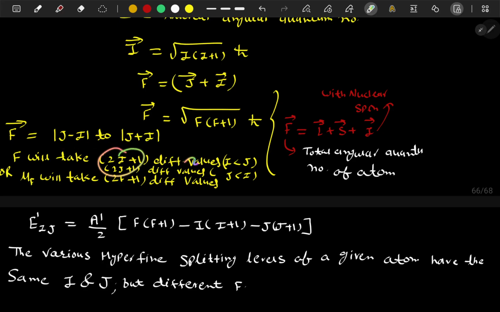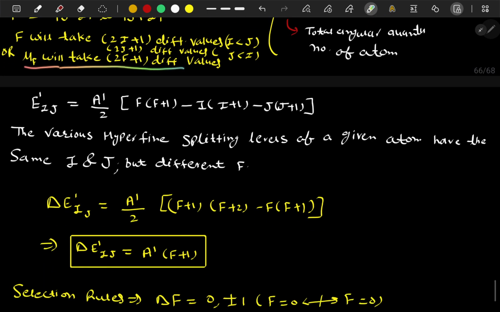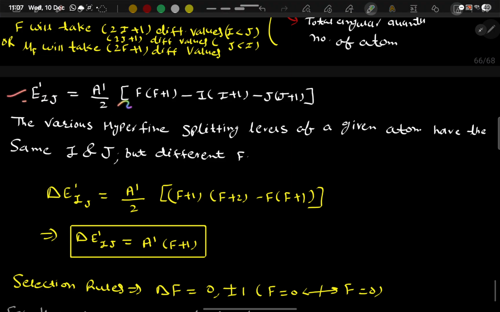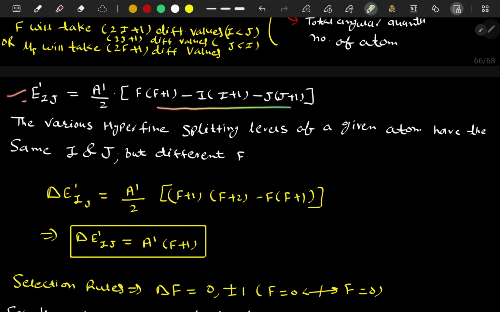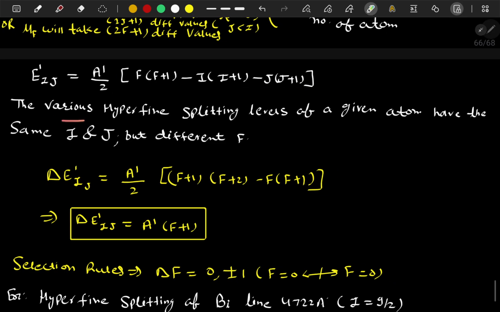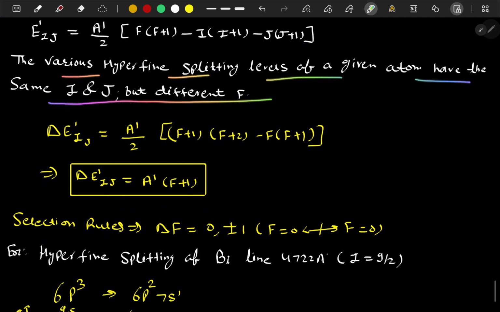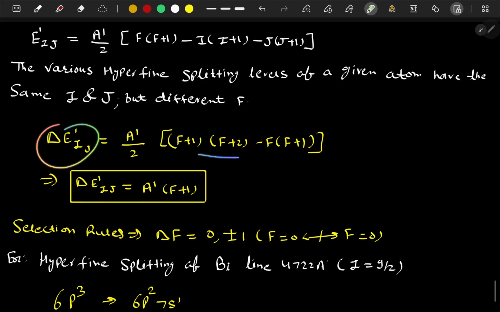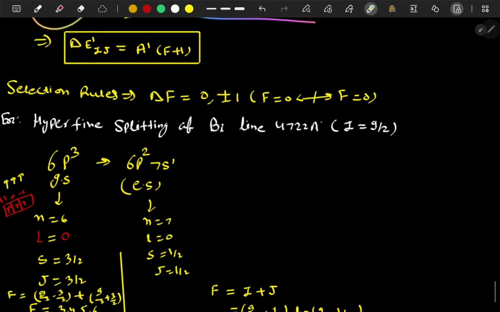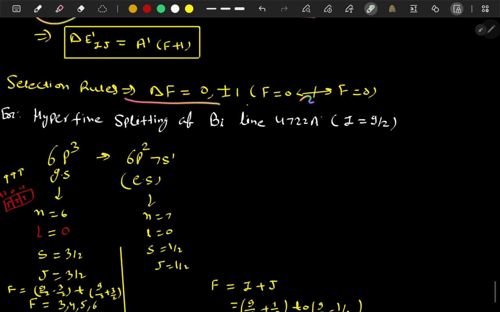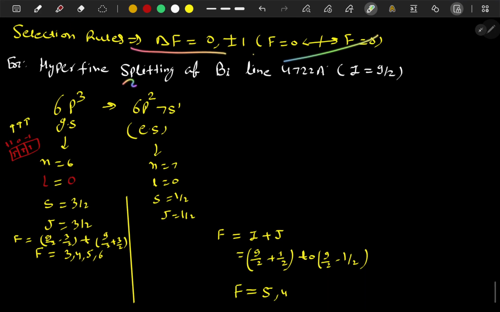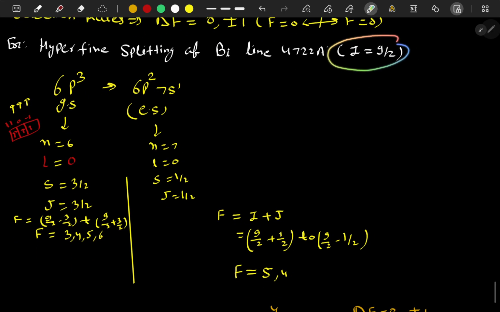So F will take 2I plus 1 values if I is less than J, and 2J plus 1 otherwise. And mu F will take 2F plus 1 values. Talking about energy, it is A prime by 2 times F(F plus 1) minus I(I plus 1) minus J(J plus 1). The various hyperfine splitting levels of a given atom have the same I and J but different F. So splitting will be defined as A prime F. The selection rules will be delta F equal to 0, plus or minus 1, and 0 to 0 is not allowed. Hyperfine splitting of bismuth line is 4722.